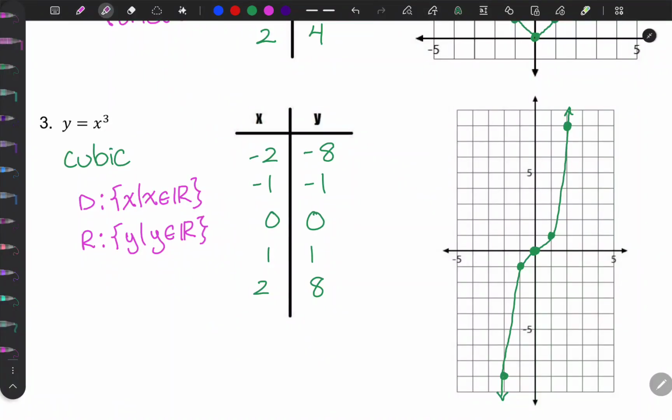Okay, using our vertical line test, wherever we place a vertical line, it is only going through one point. It also passes our horizontal line test, meaning for any y value, there is only one x value. So we can say this is a one-to-one function. All right, once you've got those three drawn, let's go on to some slightly more interesting graphs.